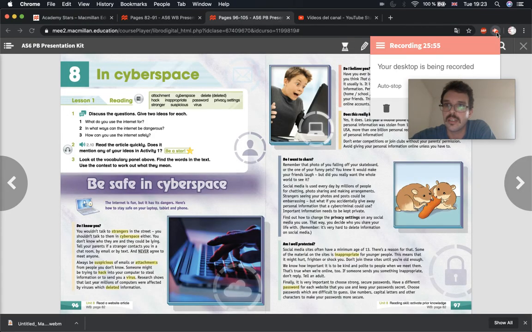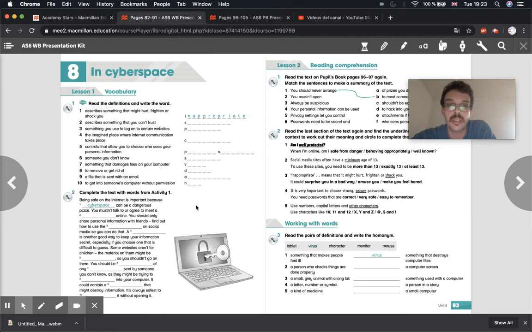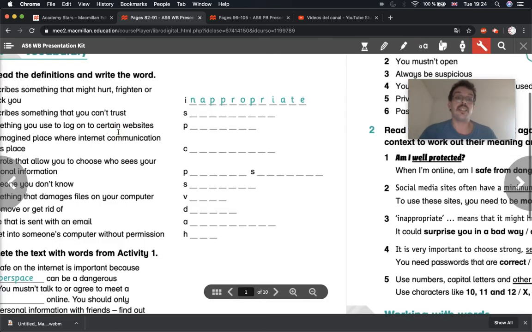Okay, let's have a look. All right. So now what we can do is we can go to our workbook. Let's go to the workbook. So now in the workbook, okay, we have to go to page 82. All right, unit 8, page 82. And we just have two exercises, okay, about the vocabulary. All right. So this is what I want you to do. All right, exercise one. Let's have a look.